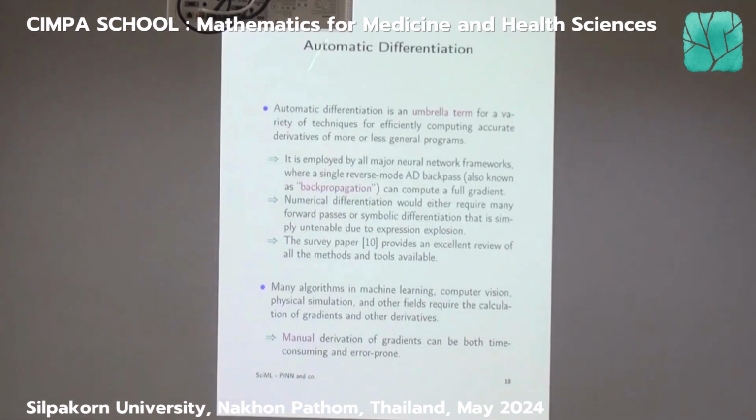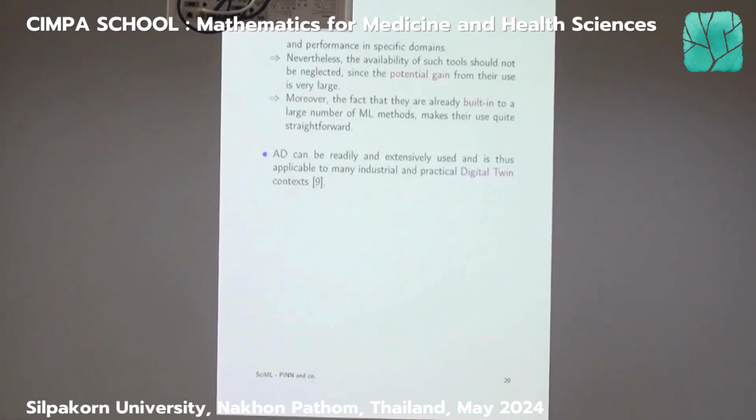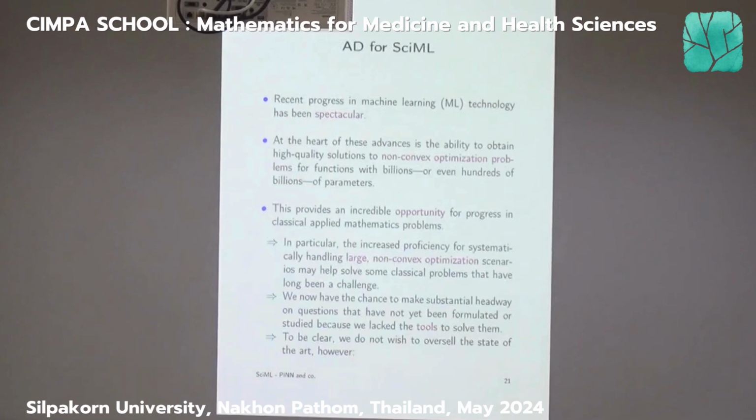I won't go into it, but you can read all about automatic differentiation. All I can say to you is that the recent progress has been spectacular, and at the heart, why has machine learning been advancing so quickly?